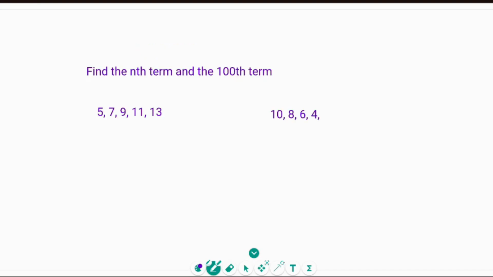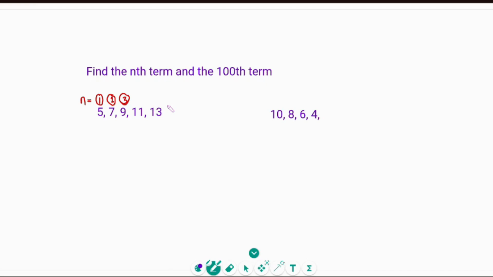Find the nth term and the 100th term. What is the nth term? The nth term is a formula to generate any term in a sequence. What do I mean by term? This is the first term, this is the second term. So like the position really represents n. So obviously it'd be easy to find the 6th term, but how do we find the 50th? How do we find the 100th?